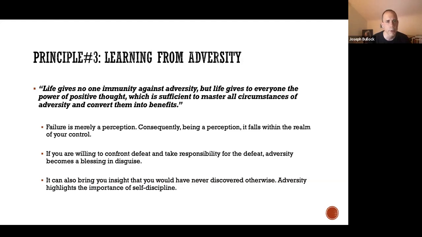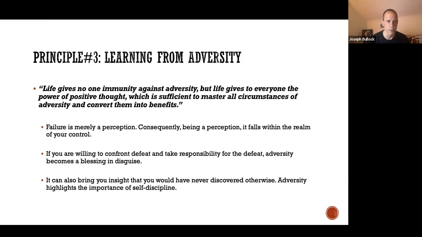Life gives no immunity against adversity, but life gives to everyone the power of positive thought, which is sufficient to master all circumstances of adversity and convert them into benefits. Failure is merely a perception. Consequently, being perception, it falls within the realm of your control. If you are willing to confront defeat and take responsibility for defeat, adversity becomes a blessing in disguise. It can also bring you insight that you would never have discovered otherwise.